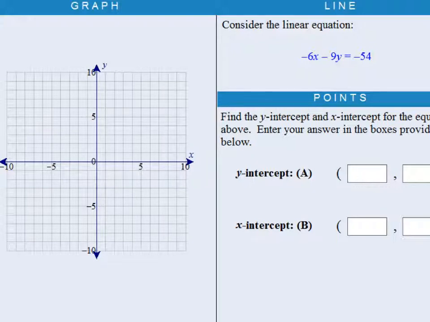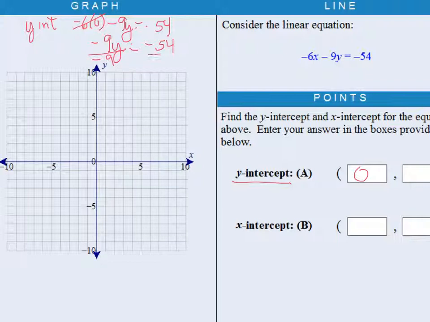All right, so the y-intercept. Looking at this one, the first thing they want me to find is the y-intercept. So I'm going to make my x be 0. When I go up here to this equation, I'm doing my y-intercept first. I made my x 0, so I'm going to have -6 times 0 minus 9y equals -54. So this goes away, and I have -9y equals -54. When you divide by the negative, it's going to make that go back positive, so my y-intercept is actually +6.